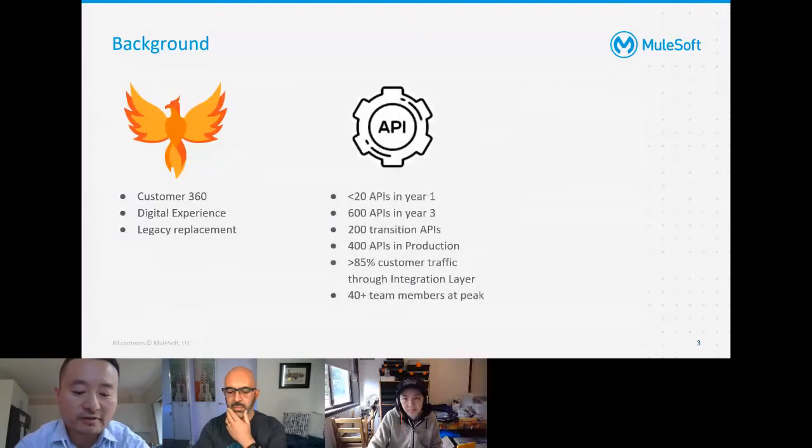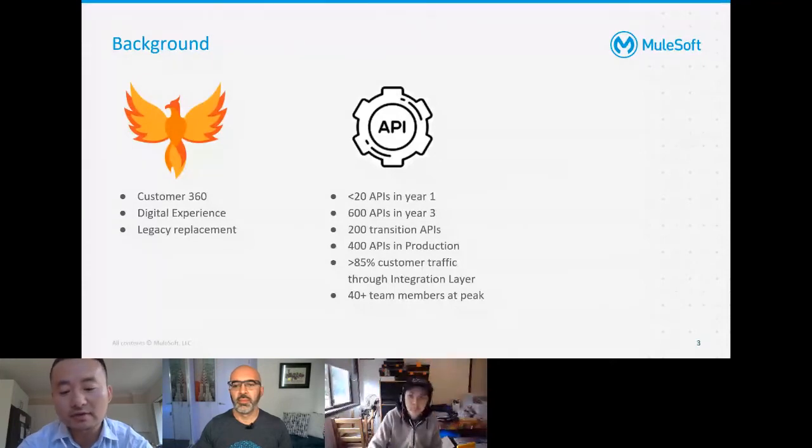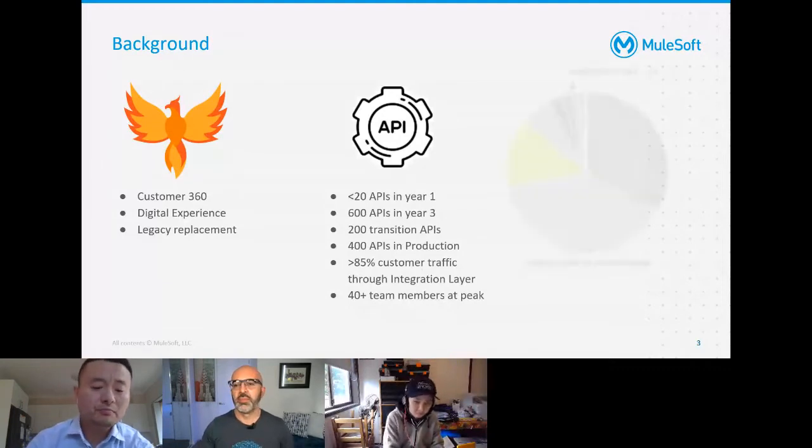Fast forward, 3 years later, with Phoenix gone live in October 2020, we successfully introduced and connected 25 plus new systems and applications in HCF. Within integration area, we ramped up from less than 20 APIs in year 1 to 600 APIs in year 3. With 200 APIs phased out during the transition, we now have 400 APIs live in production. Currently, more than 85% of the custom traffic in HCF comes through the integration layer.